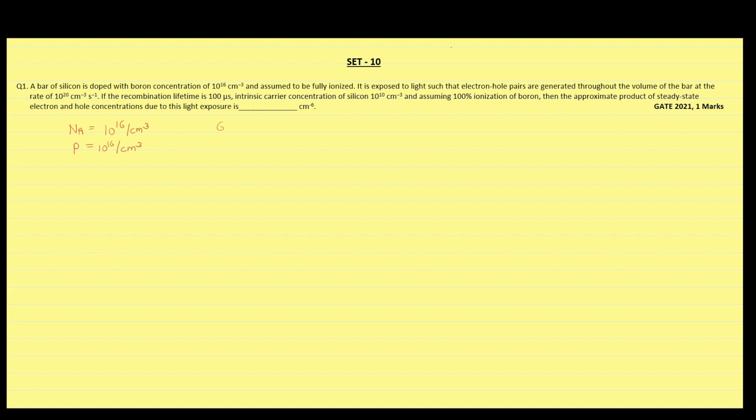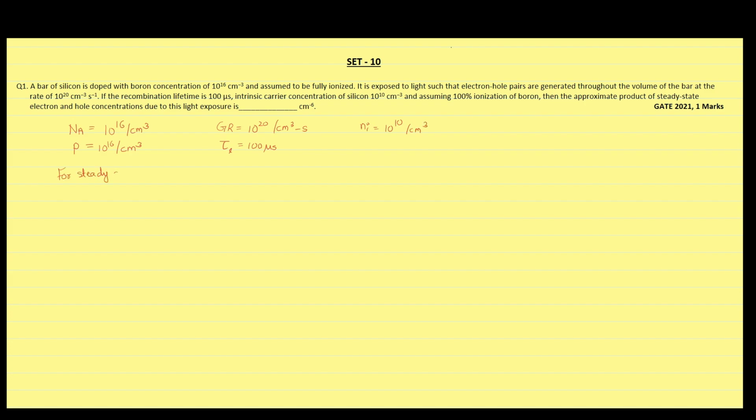Generation rate is provided to be equal to 10 raised to the power 20 per centimeter cube second. Recombination lifetime is provided to be equal to 100 microsecond. Intrinsic carrier concentration is provided as 10 raised to the power 10 per centimeter cube.